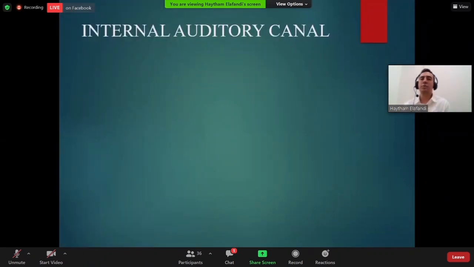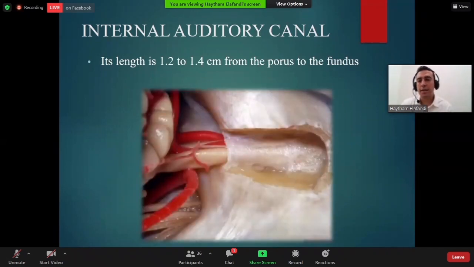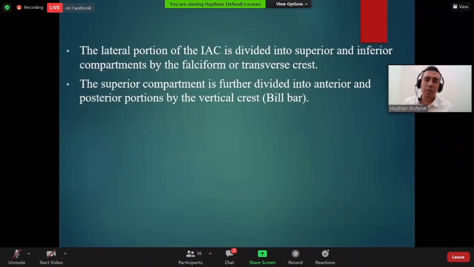First, it will pass through the IAC, internal auditory canal. And the internal auditory canal, the length is 1.2 to 1.5 centimeter from porus to fundus. Here is the IAC in cadaveric dissection. The lateral portion of the IAC is divided by a transverse segment called the falciform crest into upper and lower portions. The superior compartment is further subdivided by a vertical crest called Bill's bar into 2 compartments.